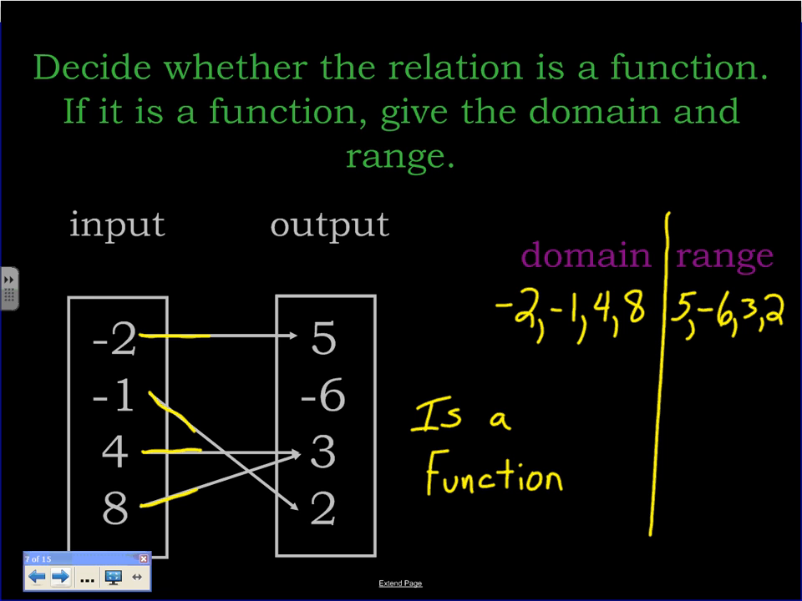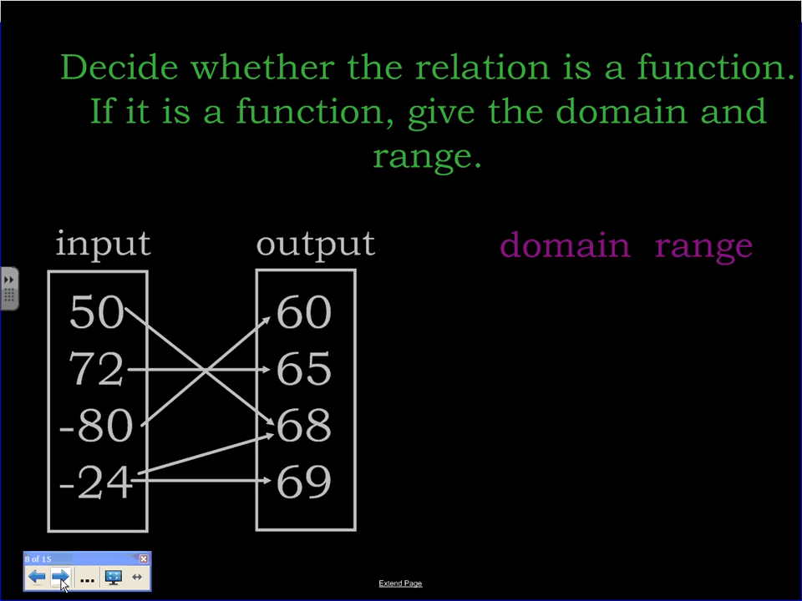Let's look at the next example. I want you to take a few moments here to decide whether this relation is a function, and if so, give the domain and the range. So if we're looking at the input, 50 has one output, 72 has one output, -80 has one output, -24 has two outputs. So therefore, this -24 is the reason that this relation is not a function.